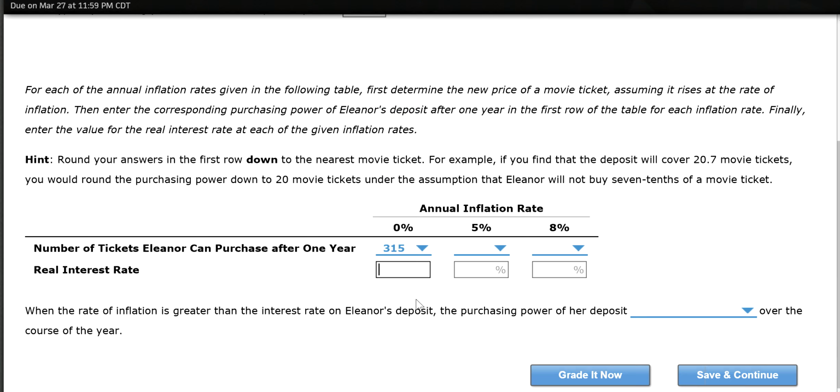Now the real interest rate is how much your purchasing power is increasing by. You can also find this as the difference between your nominal interest rate and your inflation. So our nominal interest rate was 5%, and inflation was 0%, which means our real interest rate will just be 5%. So 5 minus 0.